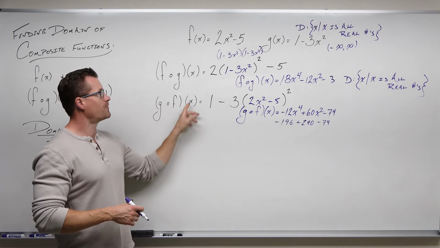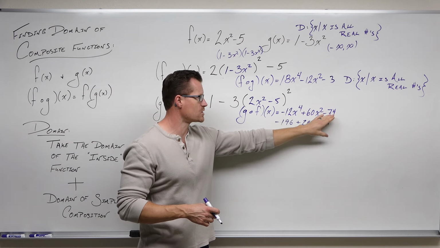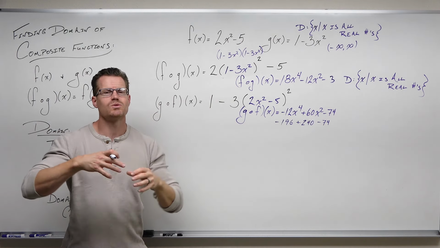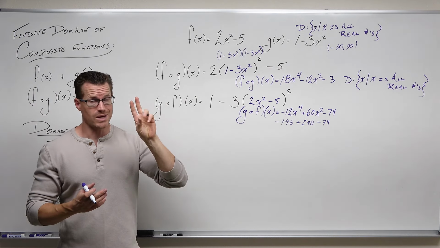The domain of our inside function f is all real numbers. The domain of our final simplified version of our composition is all real numbers. We combine those two, you still have all real numbers. Remember, you're only looking for really 3 things, and one of which we haven't talked about yet.